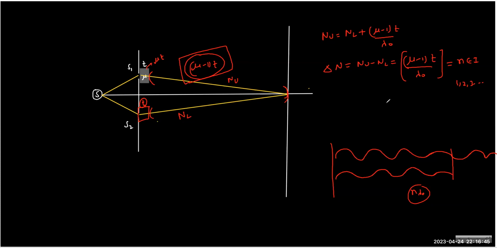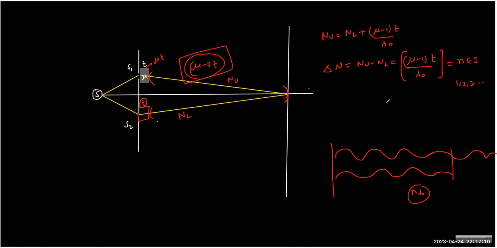Yes or no? Yes, sir. Now the count difference is called the order of fringe. So if the difference is 1, we say the center will have the first order maximum. If the difference comes out as 2, we say second order maximum. 3, then third order.